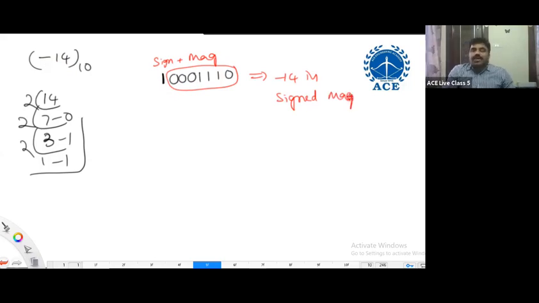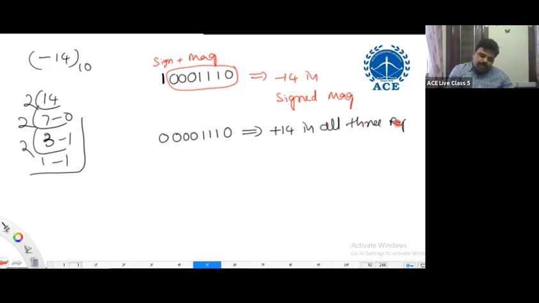I want to get minus 14 in 1's complement and 2's complement representations using 8 bits. First, let me write plus 14 using 8 bits. What is here? Plus, 0. Magnitude is what? 0, 0, 0, 1, 1, 1, 0. It is plus 14 in all 3 representations. Any doubt in that? It is plus 14 in signed magnitude, plus 14 in 1's complement, plus 14 in 2's complement representation.